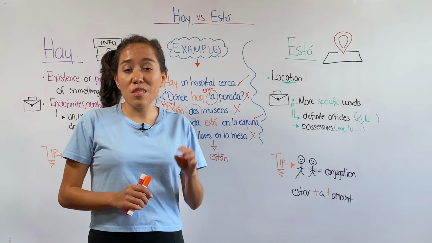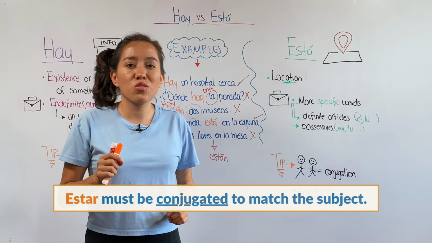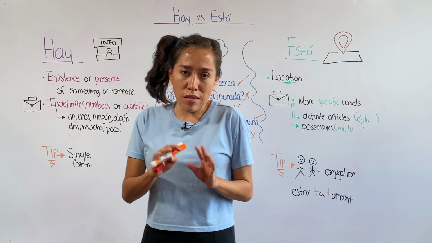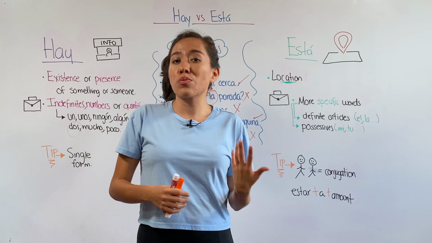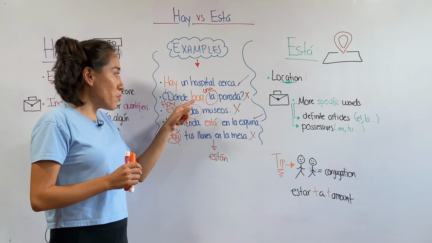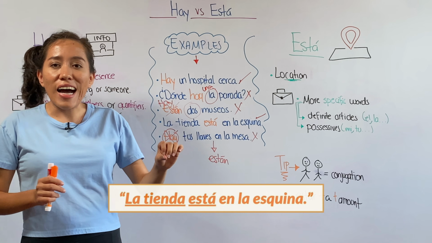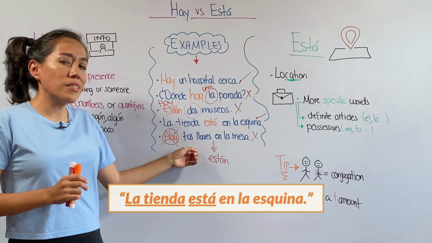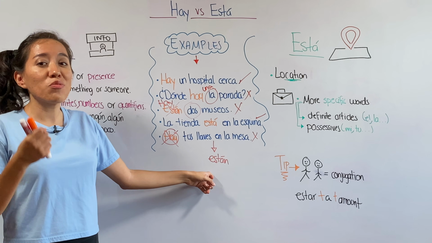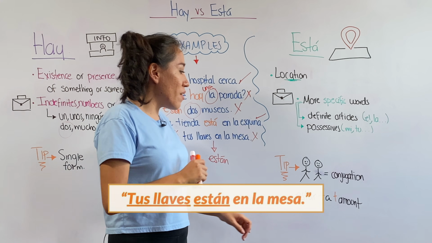Another key difference between estar and hay is that estar must be conjugated depending on the subject. Unlike hay, which has a single form for singular and plural things, estar must change. Check the examples. La tienda, that's one thing. La tienda está en la esquina. But tus llaves, your keys, is plural, which means that I have to conjugate estar in plural form. Tus llaves están en la mesa.